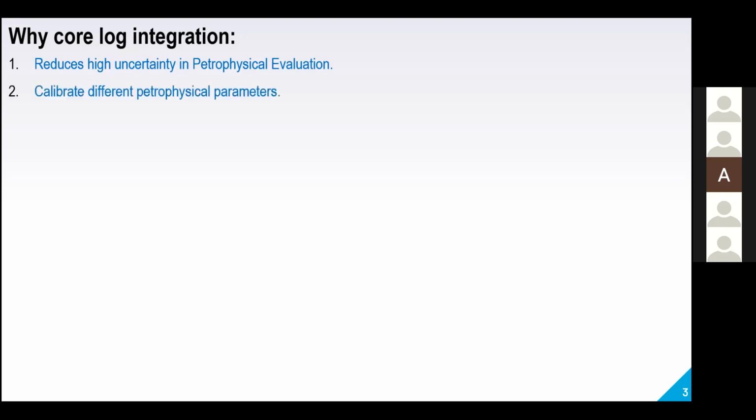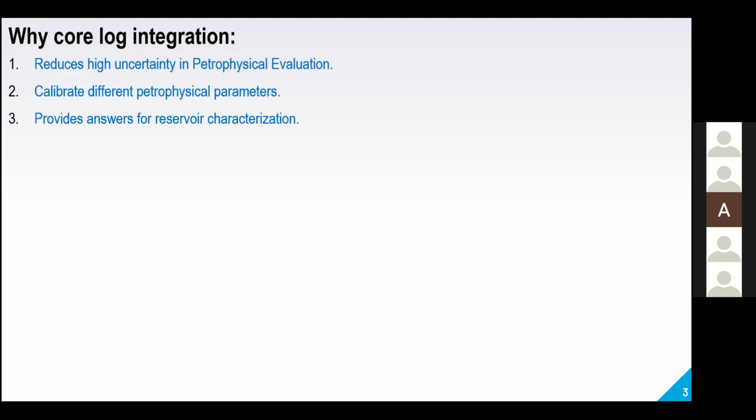The second reason is to calibrate the different petrophysical parameters, for example, the grain density, which is used as input in the equation of the porosity from the density tool. You need to get it from the core data, not use the default value of 2.65 for sandstone or 2.71 for limestone. Also, you need to use the a, m, and n, which are the tortuosity factor, the cementation exponent, and the saturation exponent, from the electrical properties of the rock derived from the special core, instead of using a equal 1, m equal 2, and n equal 2.